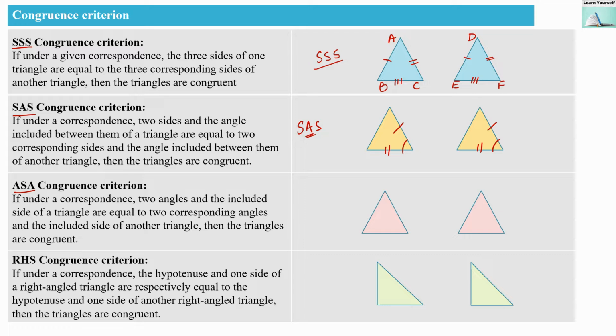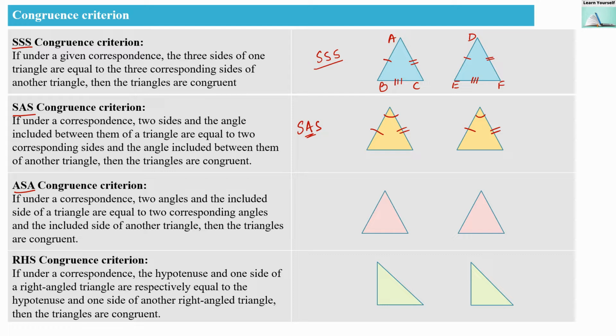So there should be two sides, and in between the two sides one angle. Another possible combination is these two sides being equal and this angle in between them. So these two triangles are following the side angle side criteria.